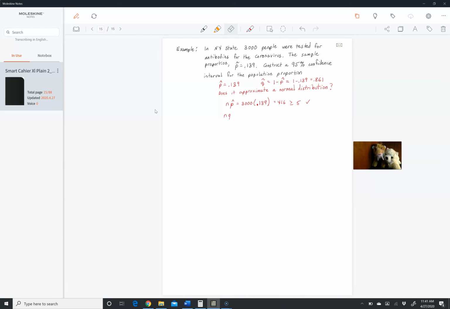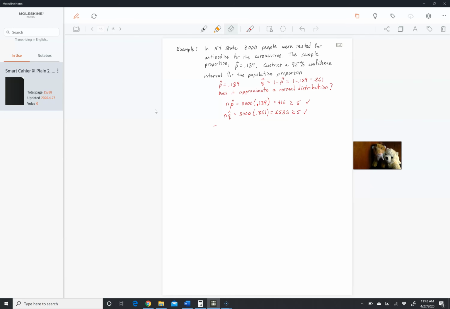So we're going to do n times q hat. So 3,000 times 0.861. And you can see that if 3,000 times 0.139 is 416, then this is going to give us a higher number. So this is going to be greater than or equal to 5, and it is. If you put it into your calculator, it's 2,583. Okay. So now we're going to find our z-score.